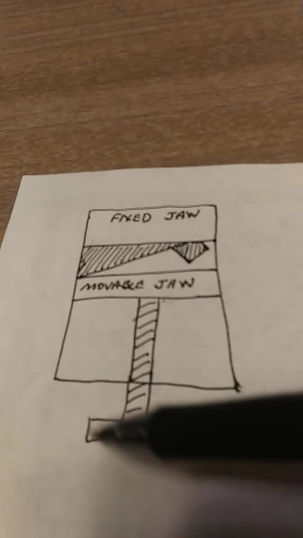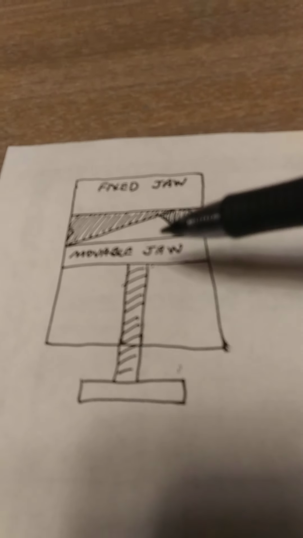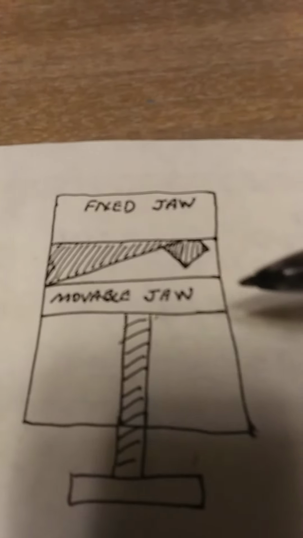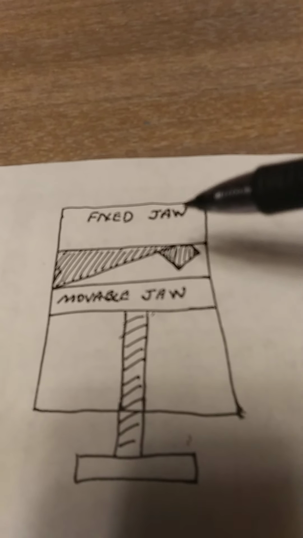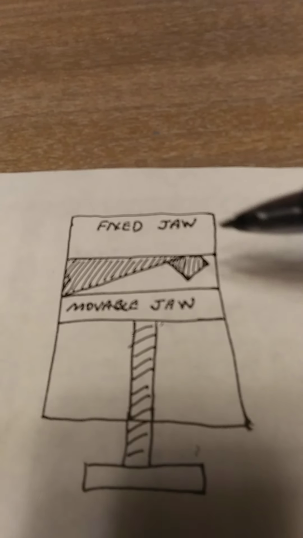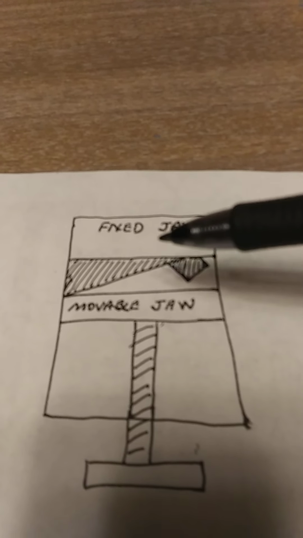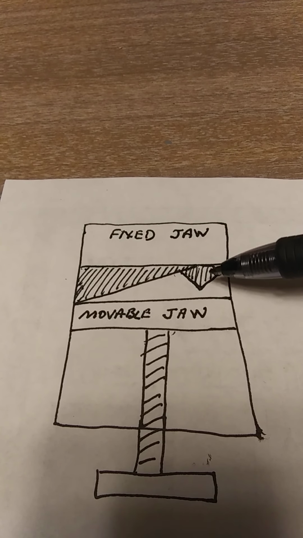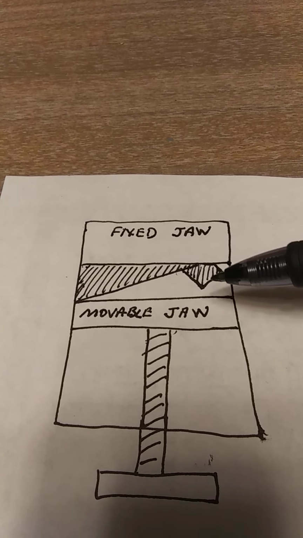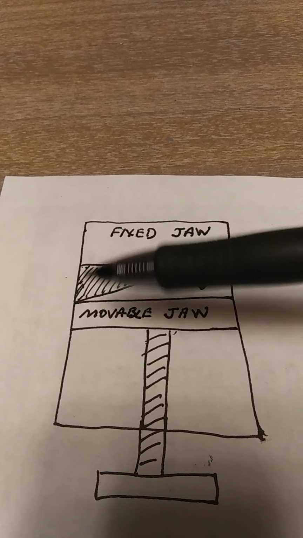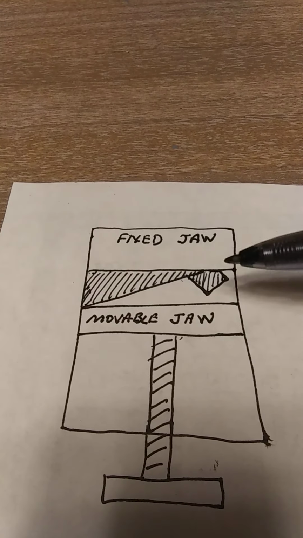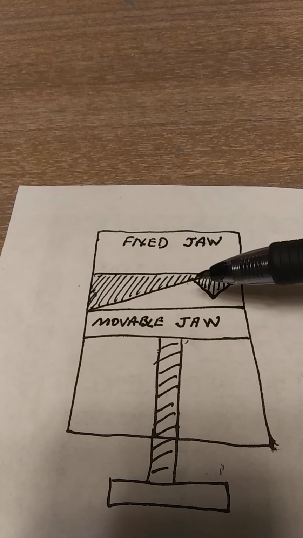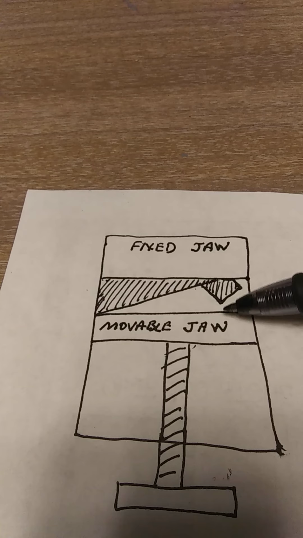I've drawn a picture here of a vise. This rectangle and this screw is a vise. This is the movable jaw of the vise, and this is the fixed jaw. Suppose you want to hold in the vise an object that looks like this hashed area, kind of an odd-shaped area. It would be awkward to try to squeeze that in the vise because the distance from here to here is greater than the distance from here to here.